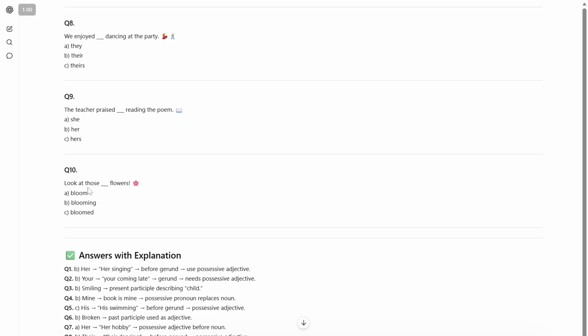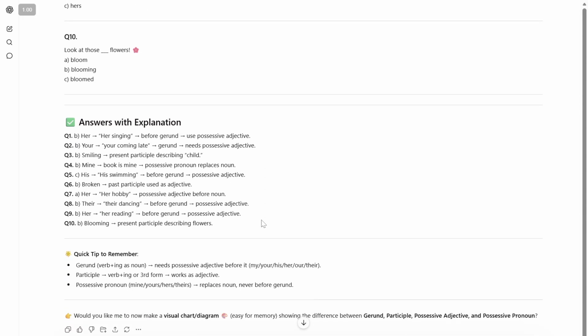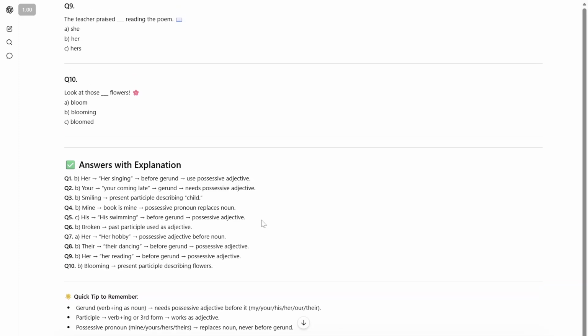Answers with explanation. Q1, B, her singing. Before a gerund, use a possessive adjective. Q2, B, your coming late. A gerund needs a possessive adjective. Q3, B, smiling, a present participle describing the child. Q4, mine. The book is mine. A possessive pronoun replaces the noun. Q5, C, his swimming. Before a gerund, a possessive adjective.